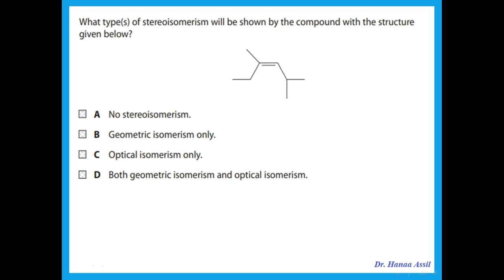What type of stereoisomerism will be shown by this compound? Again, stereoisomers means geometric or optical, cis trans or chiral. Okay, so does it have a geometric isomer? Will it form cis trans? Well, yes, it will, because the 2 carbons on both sides of the double bond have different groups attached to them. But does it have optical? There is no carbon attached to 4 different groups, so this is only geometric.